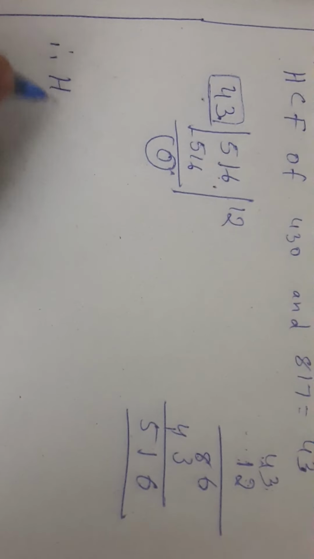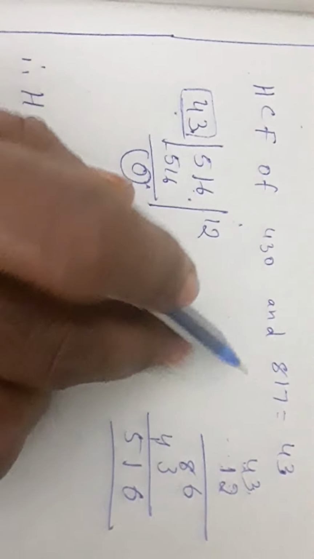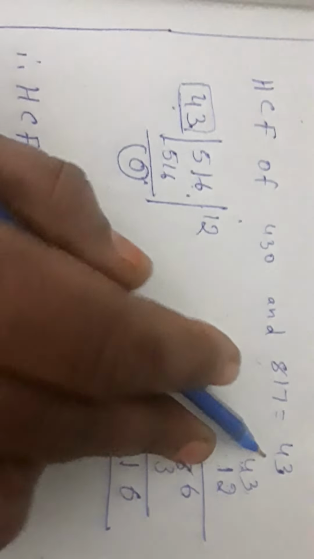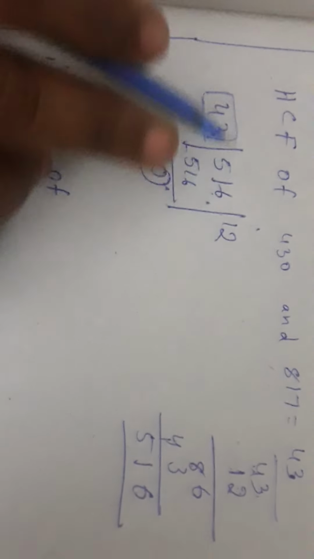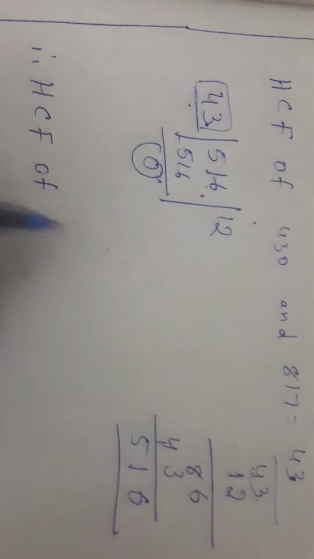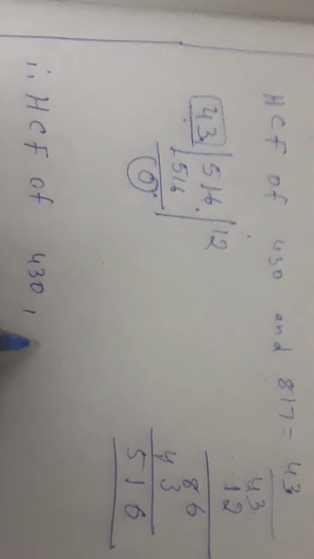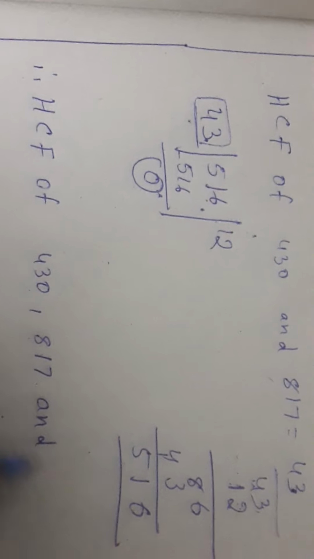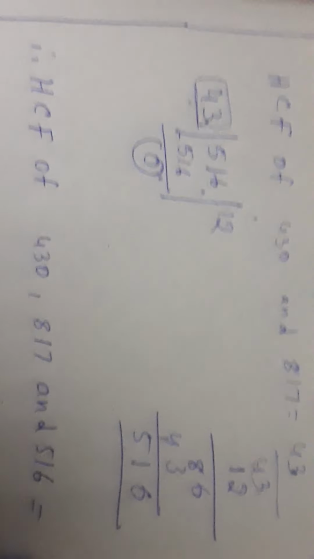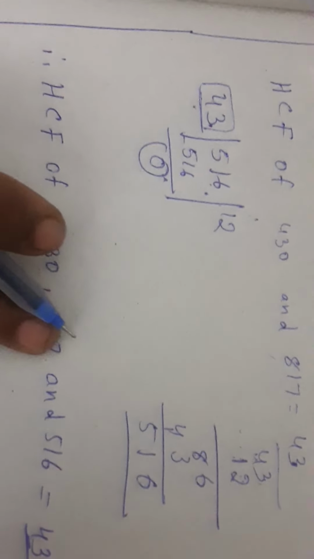Therefore, HCF of 430 and 817 is 43, and HCF of 43 and 516 is again 43. HCF of 430, 817 and 516 is 43. This is the long division method, children.